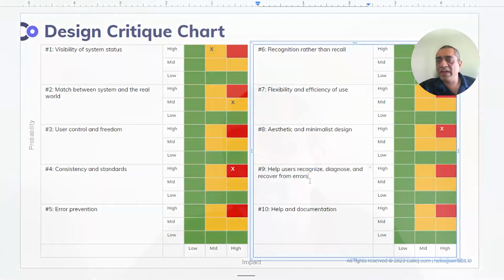So I would say the root cause in all of this is consistency and standards. If they just meet consistency and standards, they would actually solve this. That's what we discussed in terms of consistency and standards.